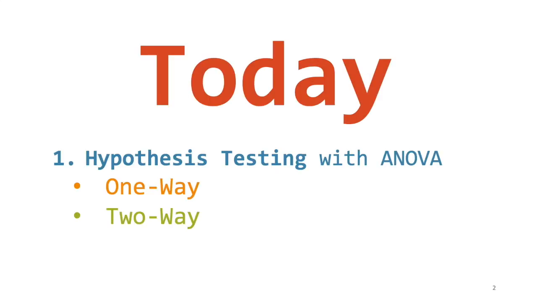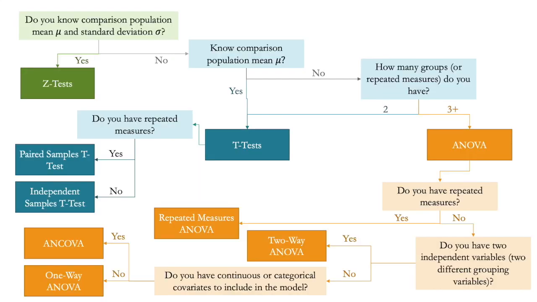Today we're going to be talking about ANOVA, both one-way and two-way. ANOVA can do a lot of things, and there's a lot of different types. We're going to start with the two most basic versions, and then maybe we'll be able to talk about a few other things with it later on.